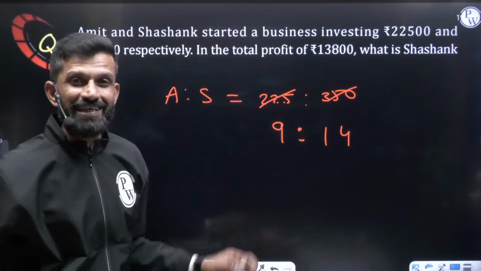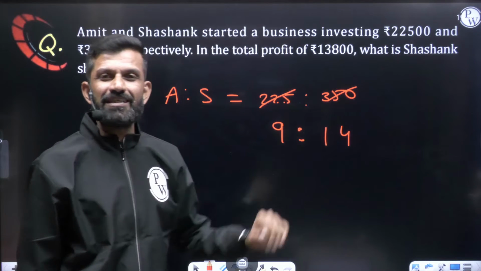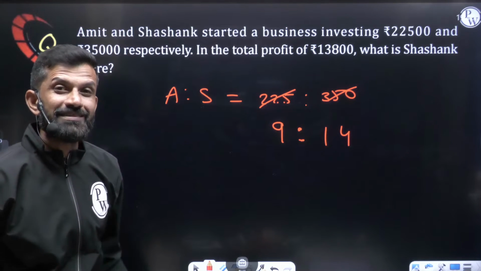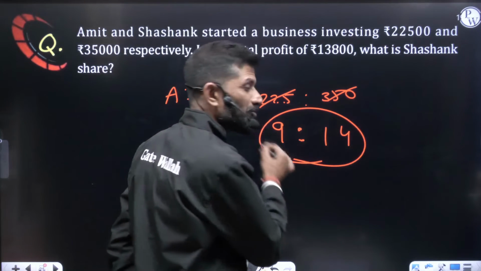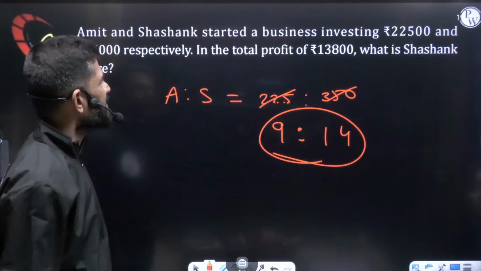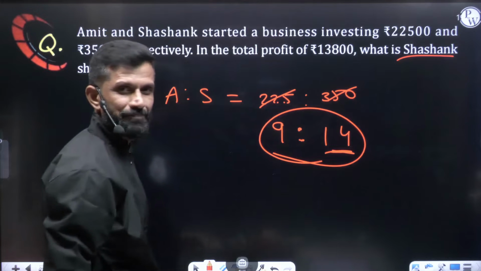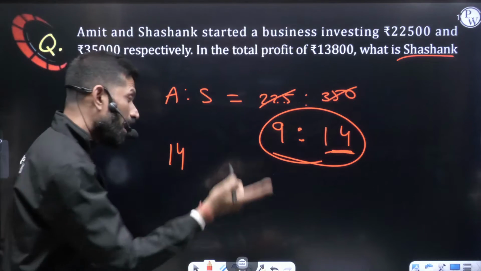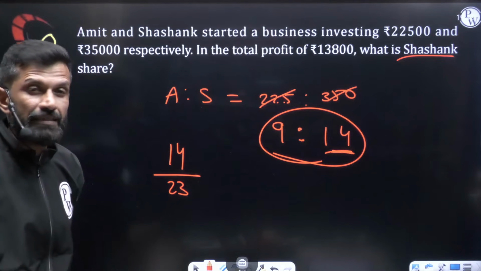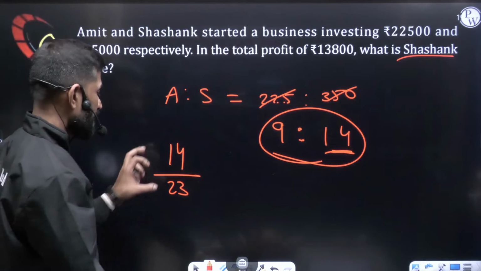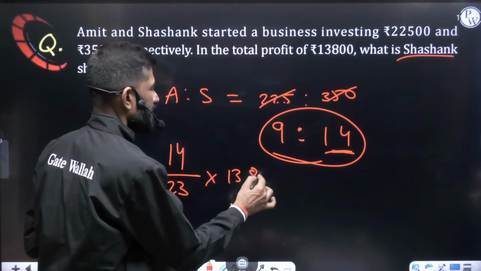So their investment ratio, Amit is to Shashank, is 9:14. In the same ratio, they will get the profit. So profit will also be distributed in this ratio based on their investment. What they are asking is Shashank's share. Shashank is 14 parts out of a total of 14 plus 9, which is 23. So Shashank will get 14 by 23 of the total profit, which is 13,800.